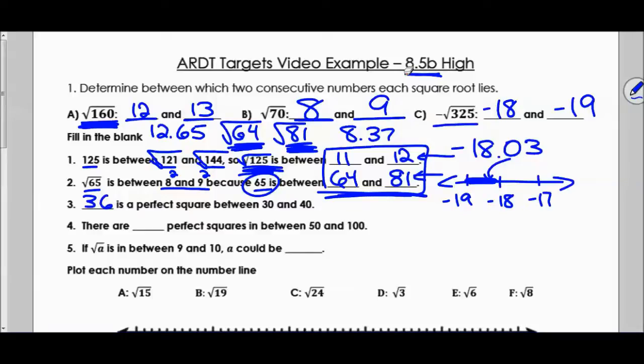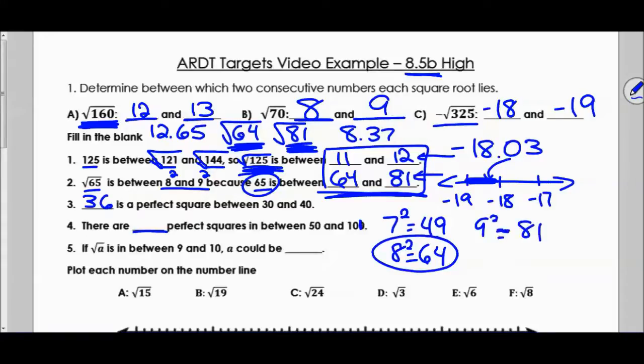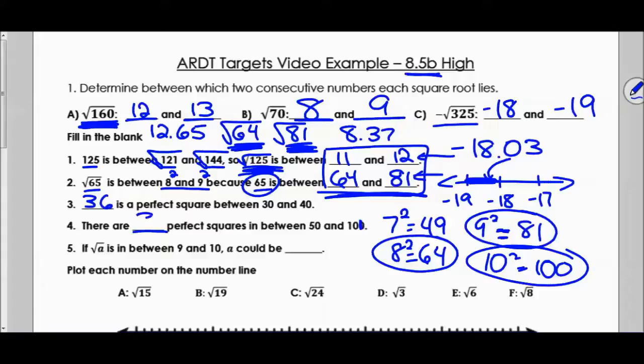There are blank perfect squares in between 50, and this should actually say 101. So in between 50 and 101, there are how many perfect squares? There are some number of perfect squares in between there. So I know that 7 squared would give me 49. That's too low. But I know the next one's going to be good. That's 8 squared. That's 64. That's 9 squared. That's 81. That one's good too. And then 10 squared is 100. And that gives us the third one. So there's 3 perfect squares in between those two numbers.